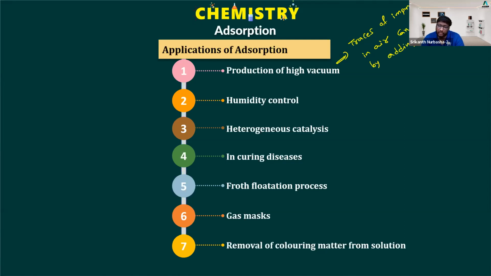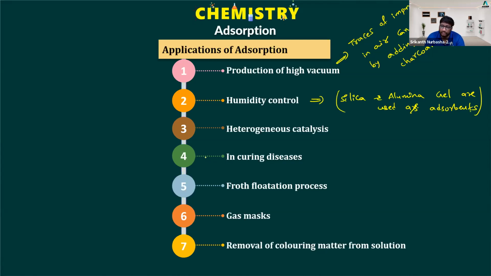Traces of impurities in air can be removed by adding activated charcoal, which acts as an adsorbent so that adsorption occurs. Humidity control: you can actually control the humidity, as silica and alumina gels are used as adsorbents.